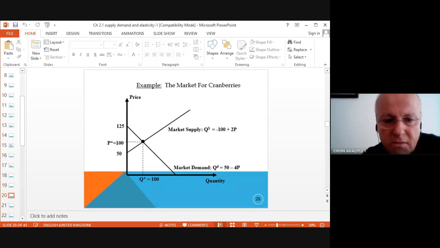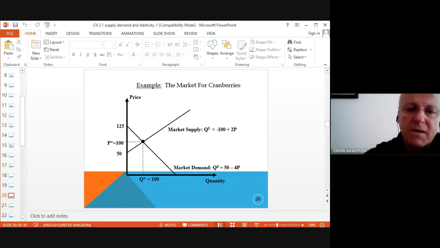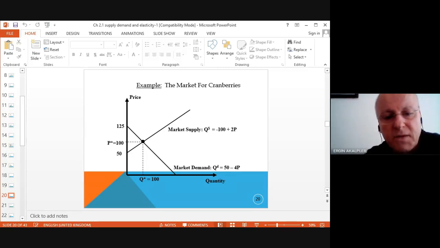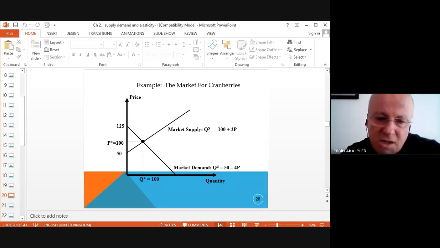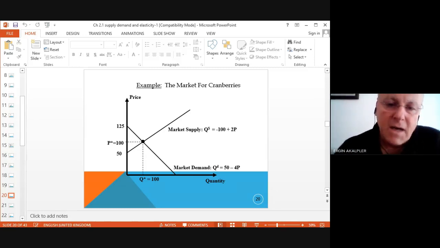For the intersection points, we have to give 0 for price and Q to find the intercepts for supply and demand. Here it is 125 for the demand and 50 for the supply. Then we have the intersection point 100 and 100 for this cranberry market.